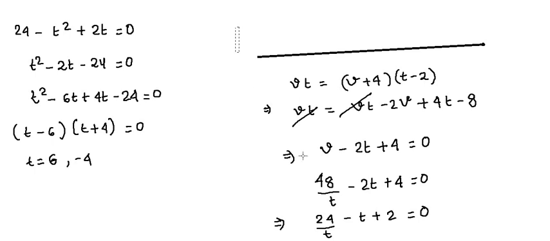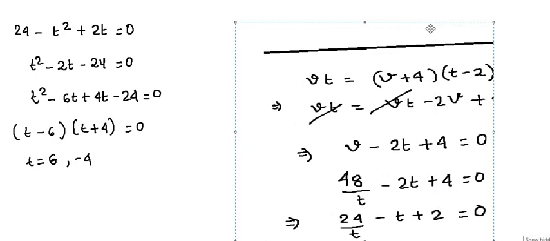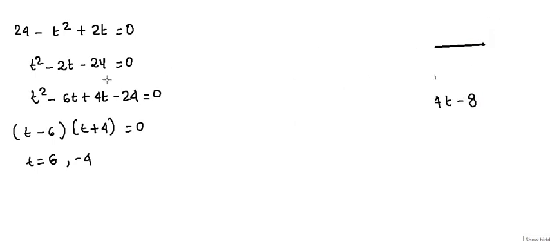As we already know, this t is the t that we considered for the time of the slower one. This t represents the time of the slower vehicle.